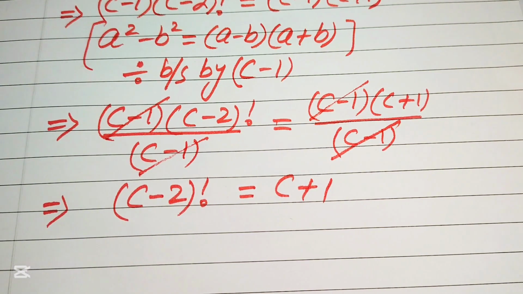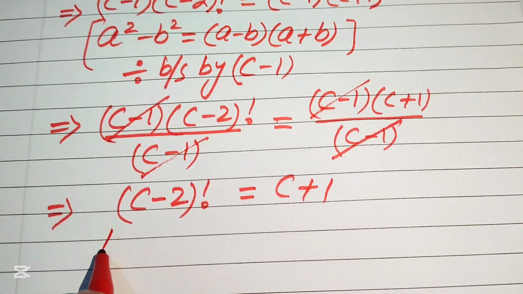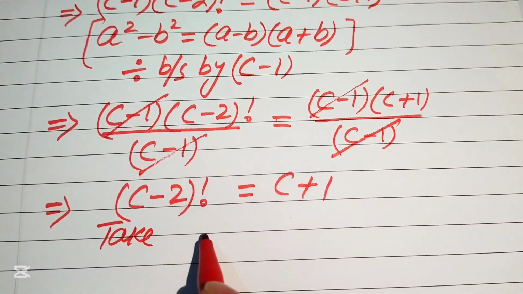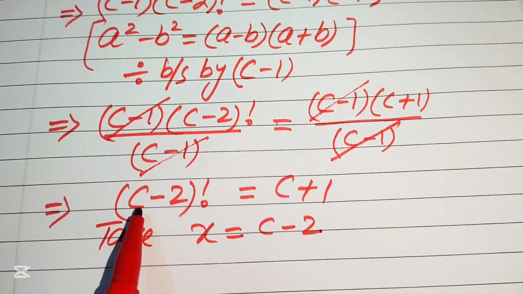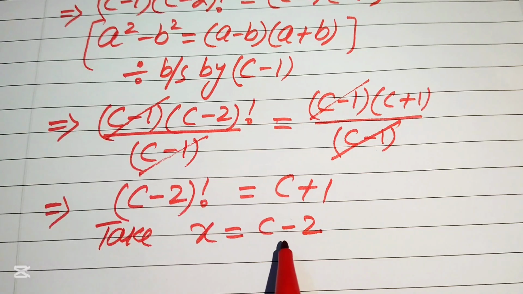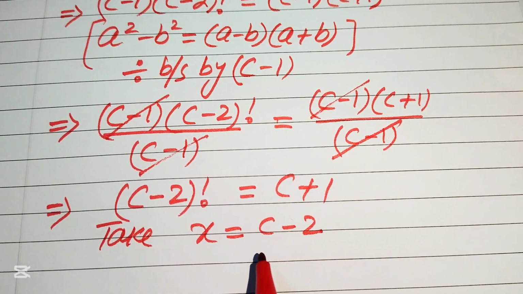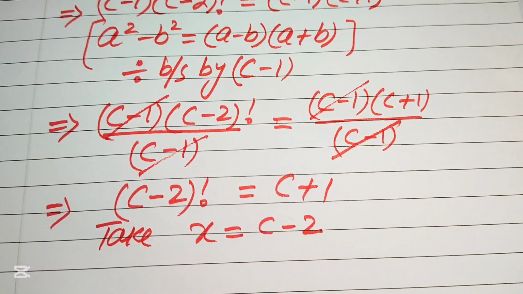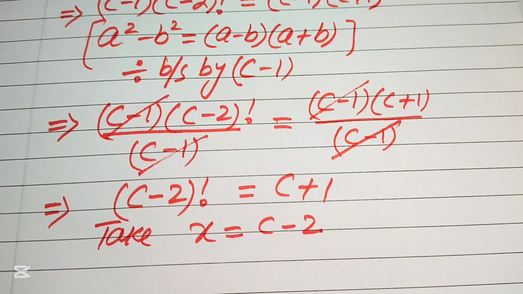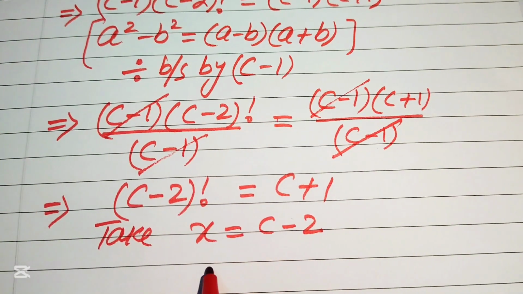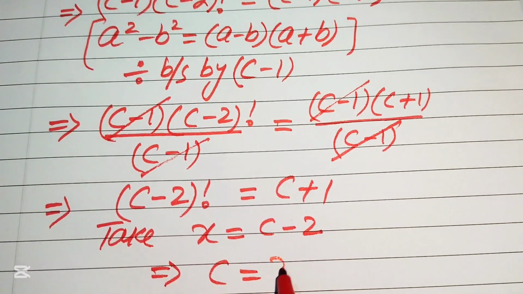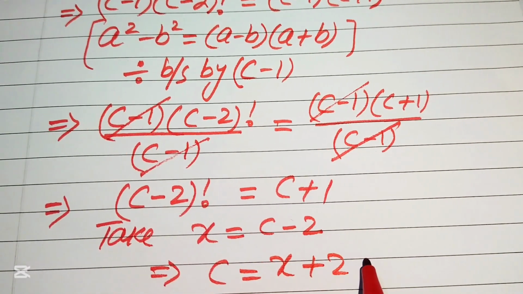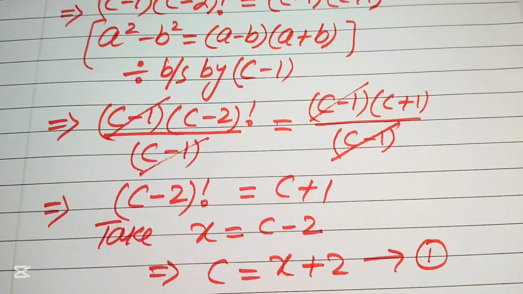Now we need some simplification, so we make a substitution. We take x equals c minus 2. When you take c minus 2 equals x, you easily get the value of c: we move this minus 2 to the left hand side, and you get c equals x plus 2. We call this equation number 1.